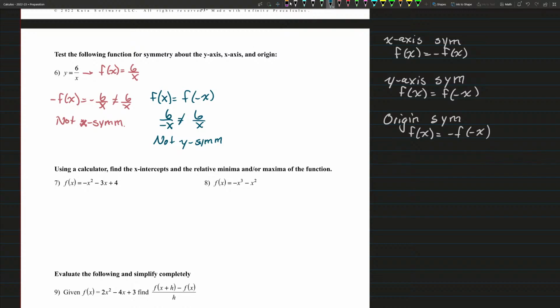Okay, so it's not x symmetric, it's not y symmetric. The other thing we have to test for is origin. In origin symmetry, I should have labeled all these. Also learn how to spell. We need to test to see if f of x is equal to negative f of negative x. So we need to see negative f of negative x, which will be equal to negative 6 over negative x. These negatives cancel, so we get 6 over x. Therefore, this is origin symmetric.